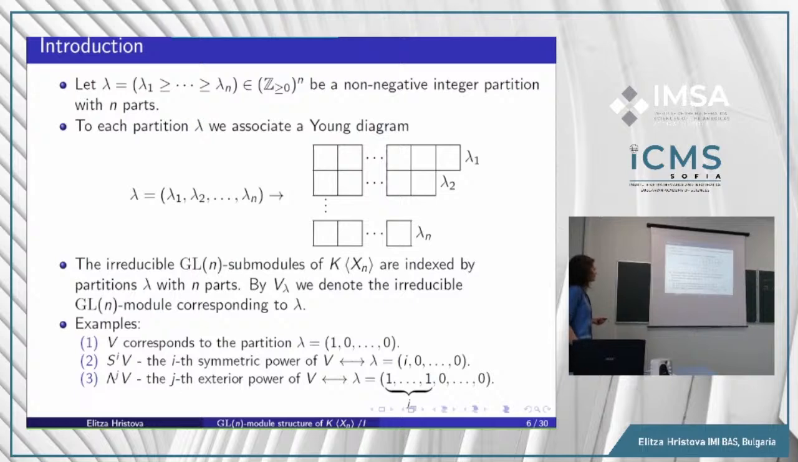Okay, and some very basic examples of irreducible modules. As we already mentioned, the vector space V is an irreducible module, and it corresponds to the partition lambda that has 1 in the first position and zeros after that. Then if we take the ith symmetric power of V, this will be again an irreducible GLN module, and the partition is this one for each i. And the jth exterior power is again an irreducible GLN module. This is the partition with j ones in the beginning and then zeros. Okay, these are some examples of irreducible GLN modules.